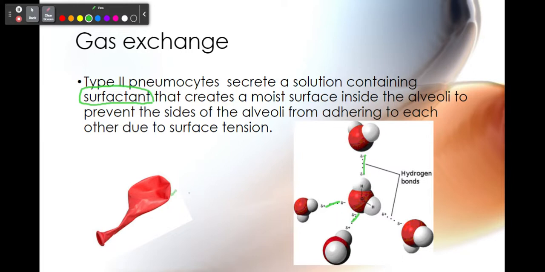If I had, pretend this balloon is an alveoli, a bunch of water molecules in here, they would hydrogen bond to each other and the whole thing would collapse and get sticky. The walls would stick together. We definitely do not want our alveoli collapsing on themselves. And so we make the surfactant, and that's just going to prevent the alveoli from sticking to itself due to that surface tension because of the water molecules.